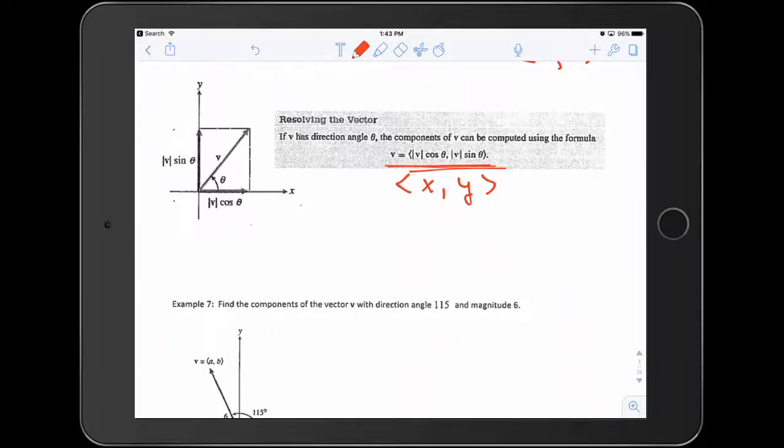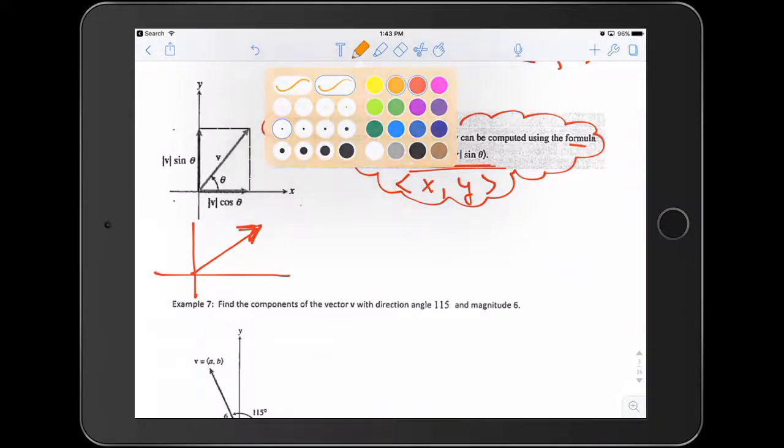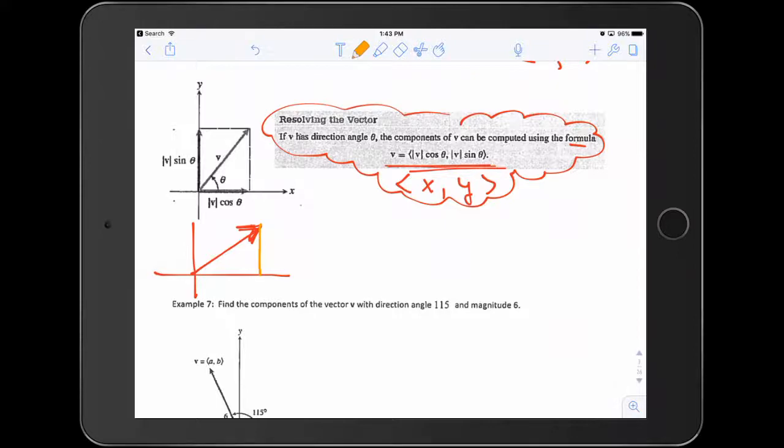Now, this is not magic. This formula, it is a formula. If you really want to think about this, this is not magic. We can talk about it super fast, figuring out where it's derived from. If you create a vector, let's say in the first quadrant, and I change the colors here, bring this down to create a nice little right triangle.